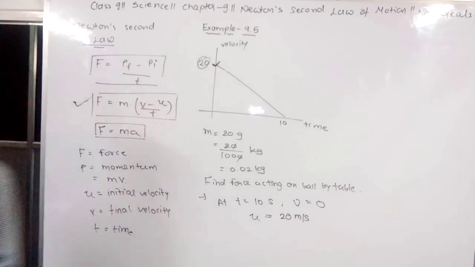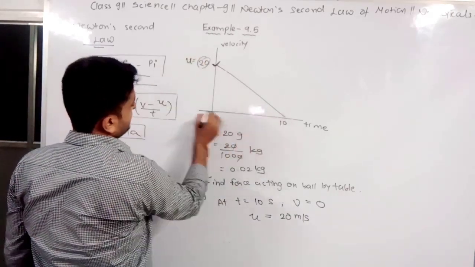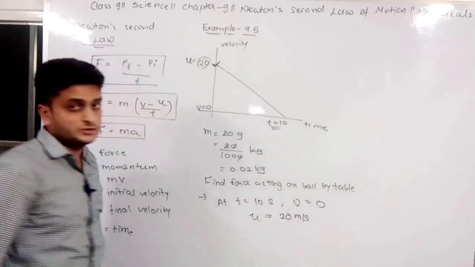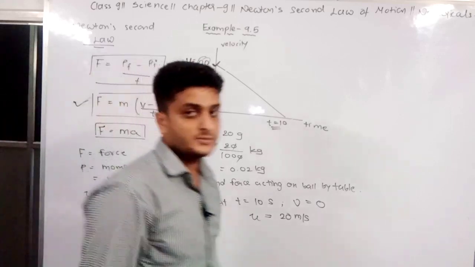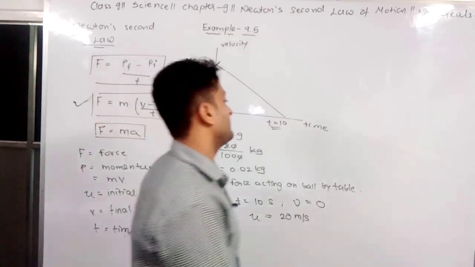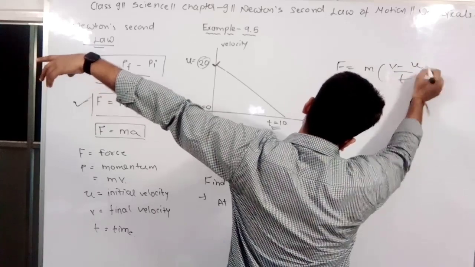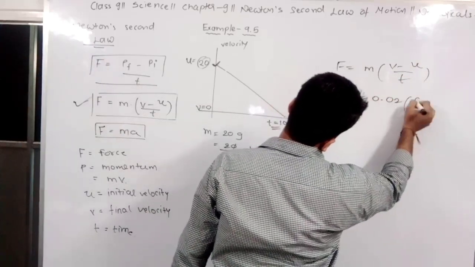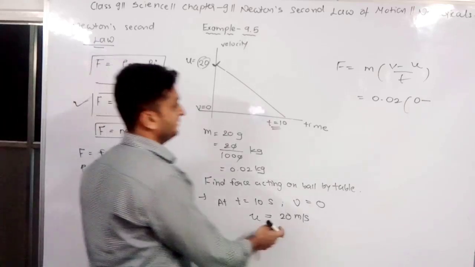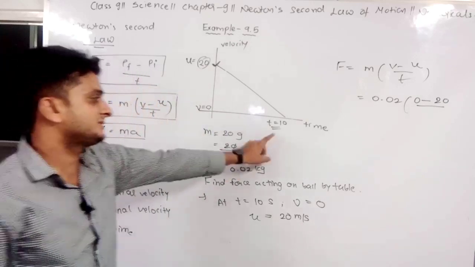Initial velocity of the ball is 20 meter per second. I can see the final velocity is 0, and it takes what time? 10 seconds for the ball to come to rest. You want to find what is the force applied on the ball by the table. So you can write here the force is equal to, again the same formula, m times V minus U by t. Mass is 0.02, V is 0. Ball finally रुक रहा है तो V is equal to 0. U is equal to 20. Divide by time, and the time taken here is 10 seconds.